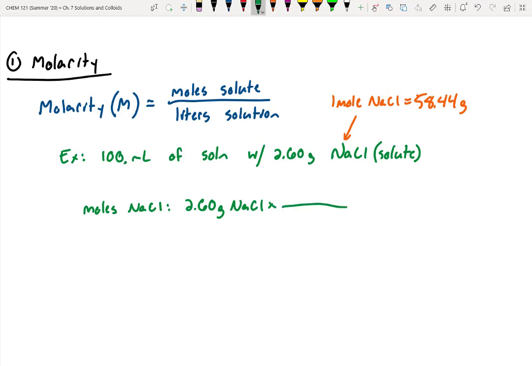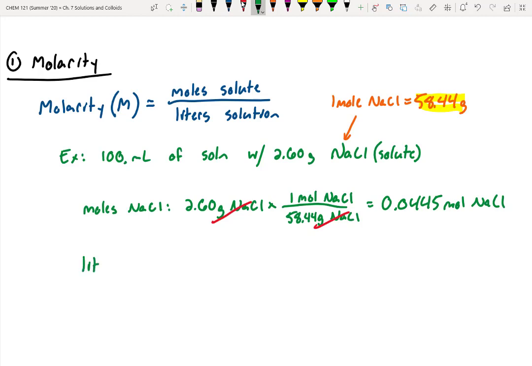So we want to cancel out our grams unit. I'll put that on the bottom. And we know that grams right here is paired with 58.44. So I'll put 58.44 on the bottom, which means we must have 1 mole on the top. Okay, so we've canceled out grams of sodium chloride. That looks good. That leaves us with moles of sodium chloride left over. And in this case, I'm getting 0.0445 moles of sodium chloride. And again, we want to keep track of sig figs here. So I'm sticking with 3 sig figs in my final answer.